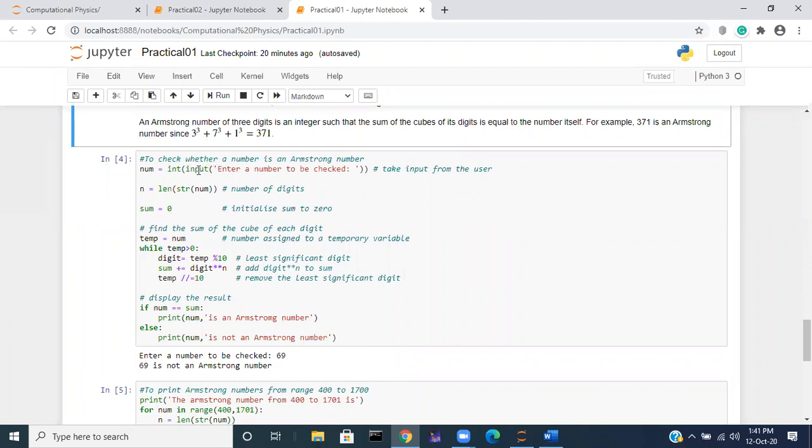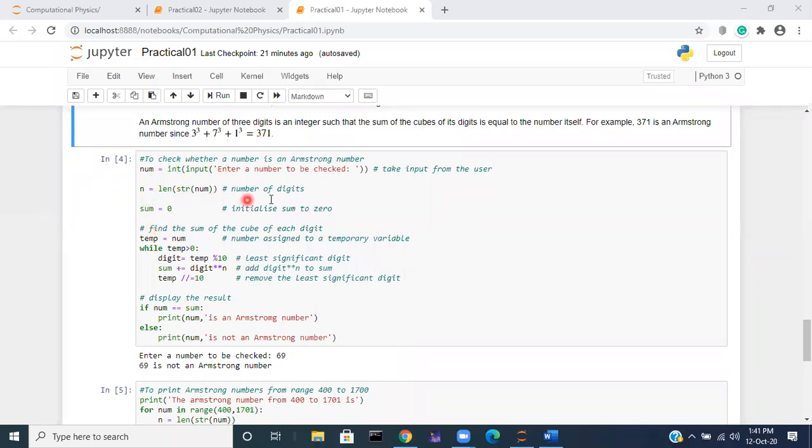The input function takes the entered number as a string, so we use the integer function to convert the string to an integer. So this first line takes the input from the user and stores the number as an integer in the variable called num.